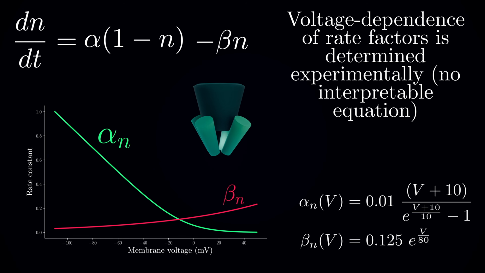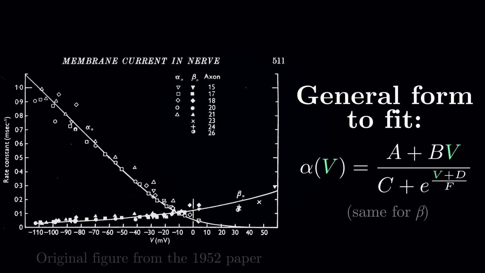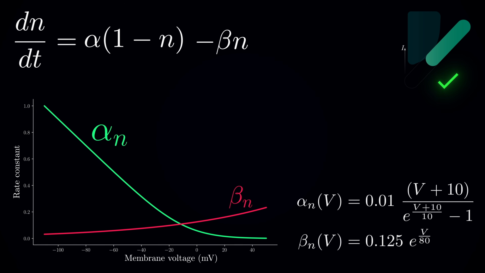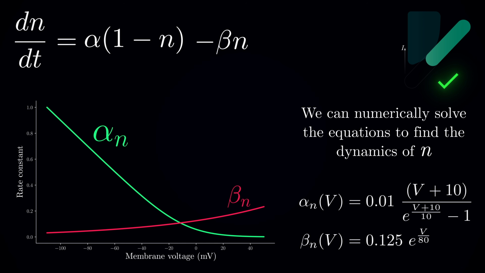While there isn't any elegant closed-form expression that can be intuitively derived to describe this, Hodgkin and Huxley found that certain mathematical forms involving combination of linear terms and exponentials could fit their data remarkably well. With these empirical expressions for alpha and beta as functions of voltage, we can numerically solve the differential equation that governs the fraction of individual gates in the permissive state.